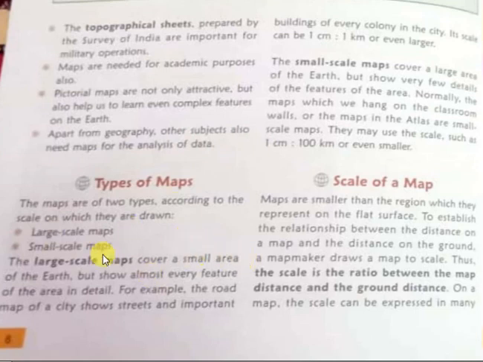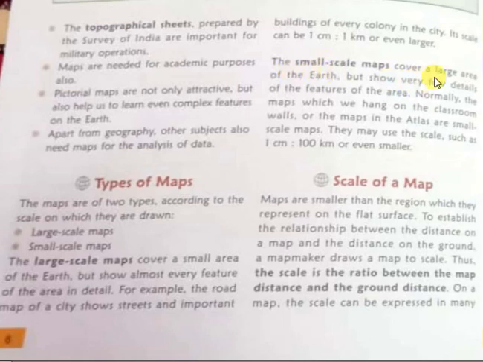There are majorly two types: large scale maps and small scale maps. So what is a large scale map? The large scale maps cover a small area of the earth but show almost every feature of the area in detail. For example, the road map of a city shows streets and important buildings of every colony in the city. Its scale can be 1 centimeter to 1 kilometer or even larger. So they show a comparatively smaller area on a larger scale. That's why they are called large scale maps.